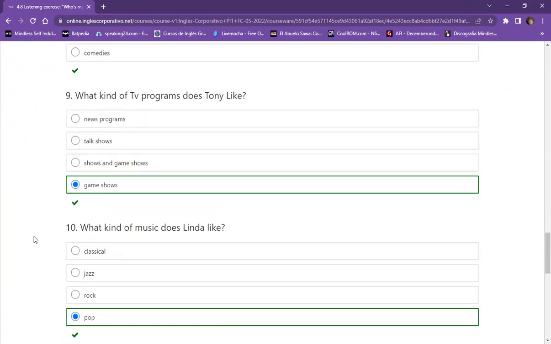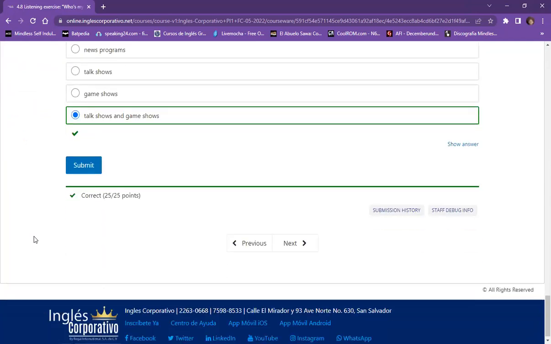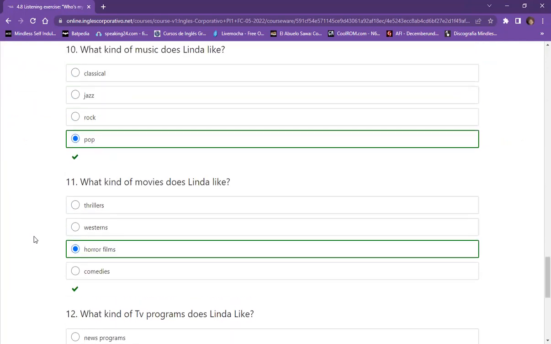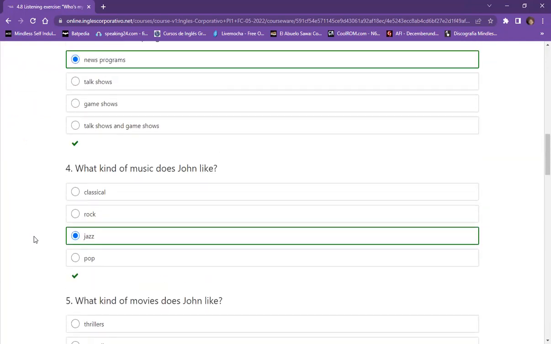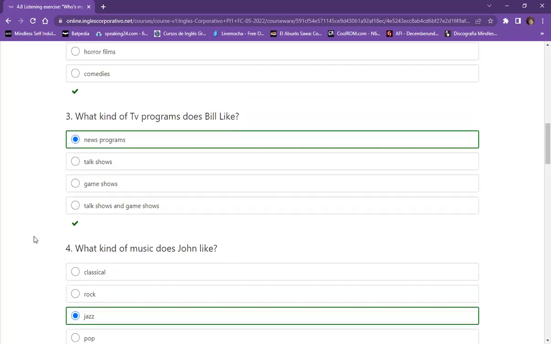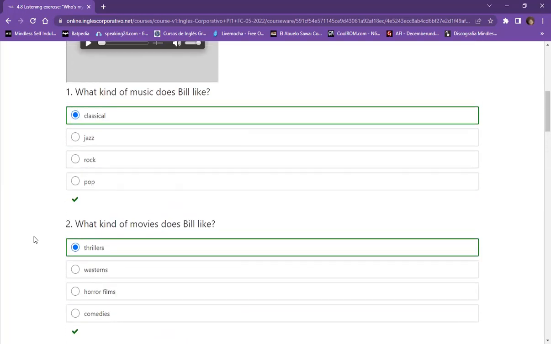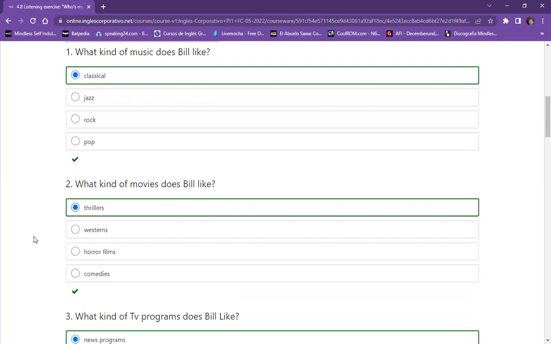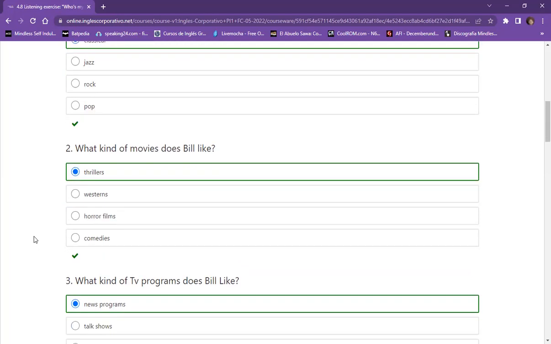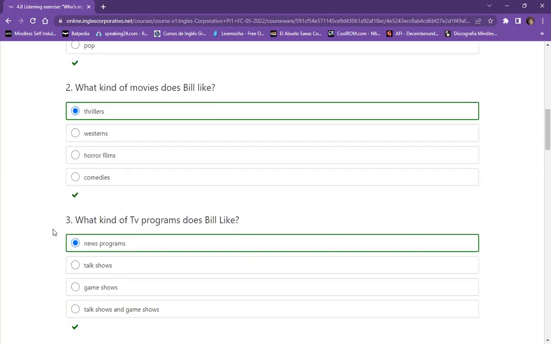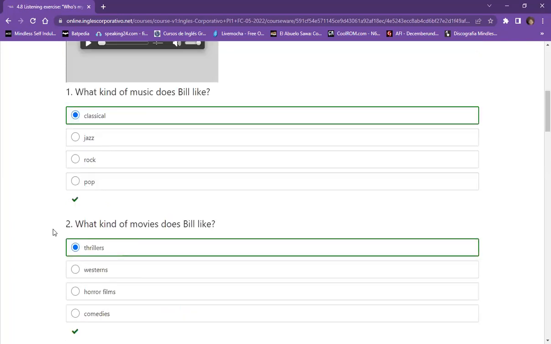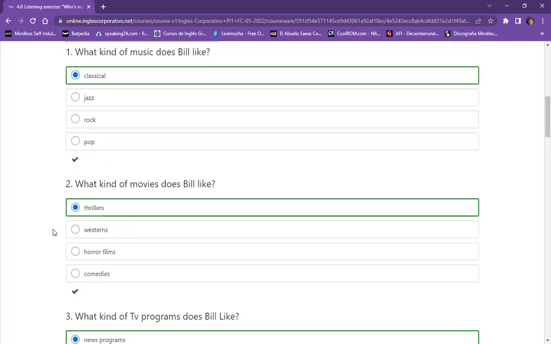O ya lo hicieron en su plataforma, guys. Yo sí estaba en otro dispositivo. Perfect. Yo estuve trabajando, hice la mitad. Perfecto. Ah, muy bien. En ese caso, aquí tienen más tiempo para poderlo terminar. I will try to scroll a little bit down.